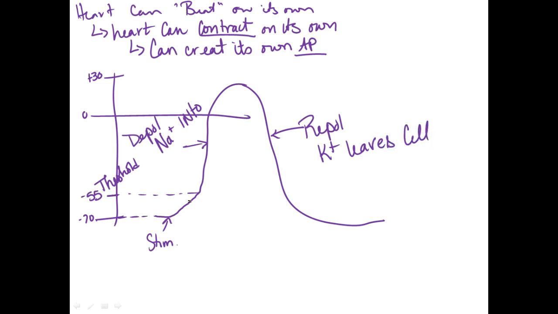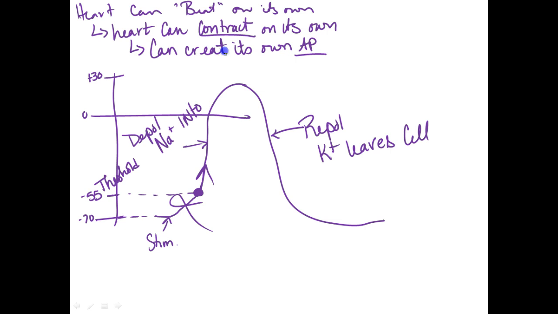Now here's the thing. Action potentials, as you recall, obey the all or nothing principle. The all or nothing principle stated that action potentials either happened or they didn't. There was no in between. And whether or not an action potential occurred was entirely dependent on one simple thing, and that is whether or not you reached threshold. If you reach threshold, you fire. If you don't reach threshold, you don't fire.